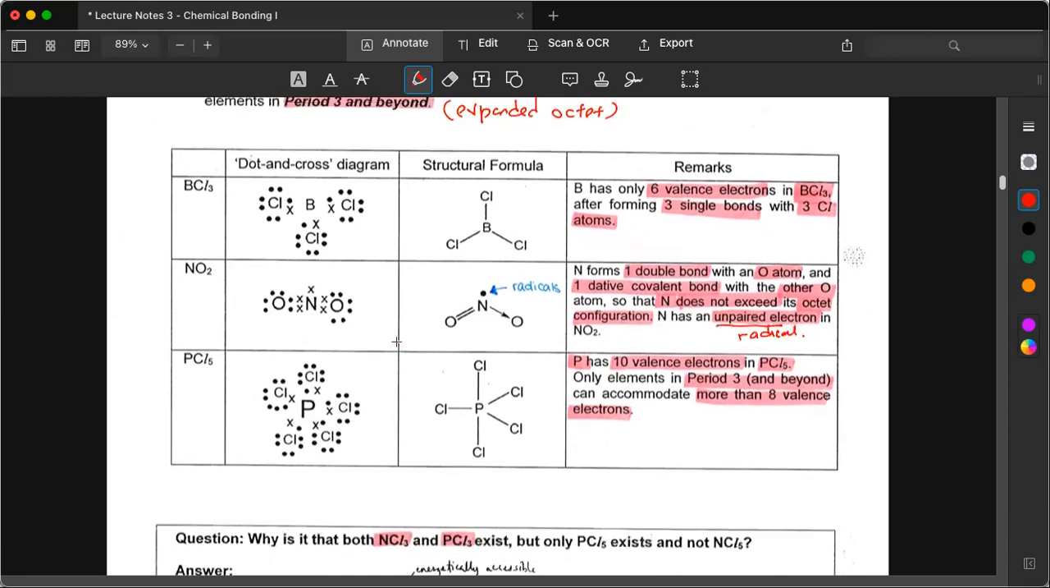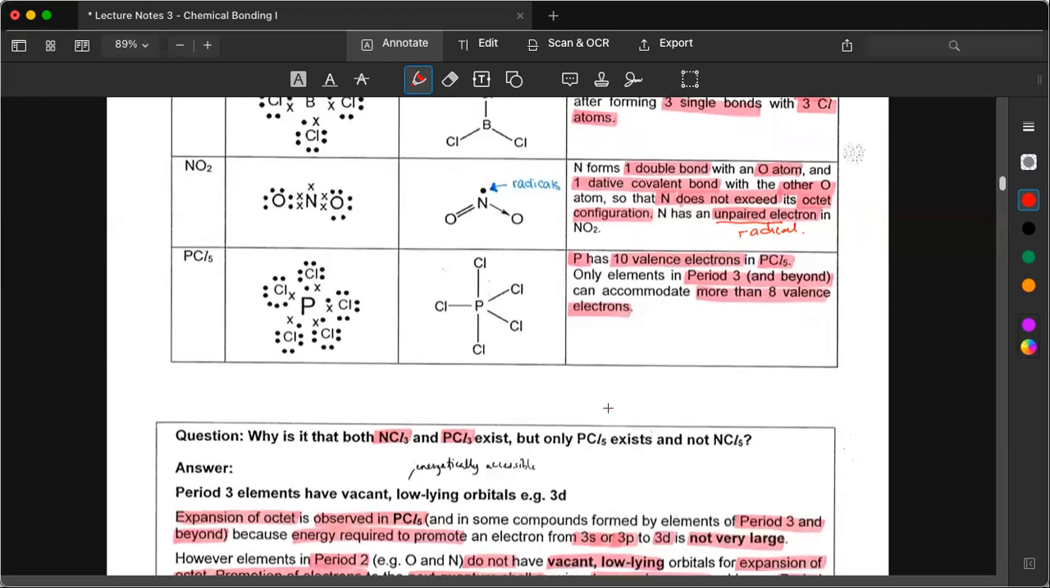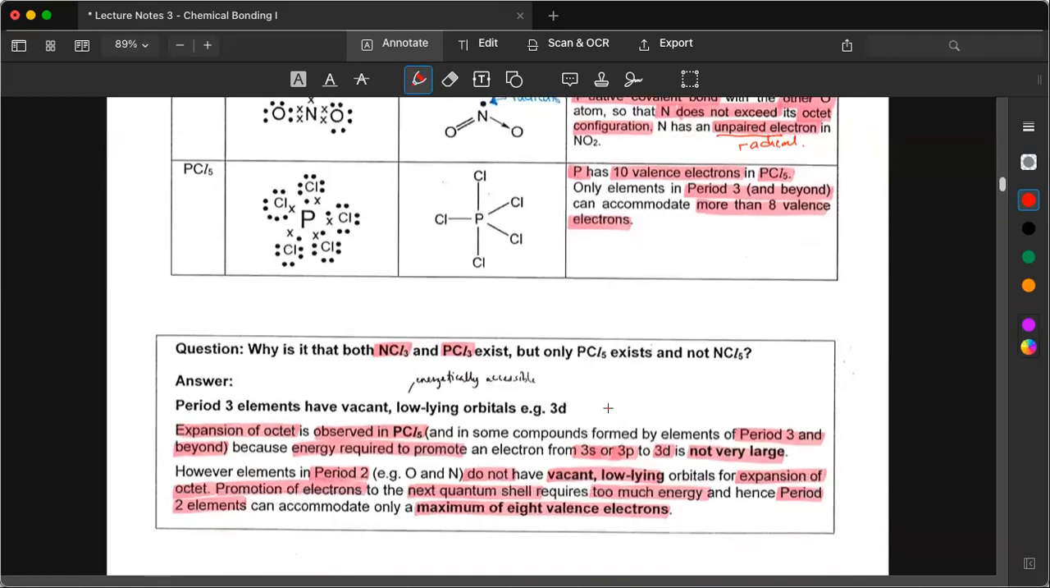All right. PCl5 is another example of an element which can accommodate more than 8 valence electrons, because it is an element in period 3. Any element in period 3 or beyond can accommodate more than 8 because there's an expanded octet. Question: why is it that both NCl3 and PCl3 exist, but we only have PCl5 but not NCl5?